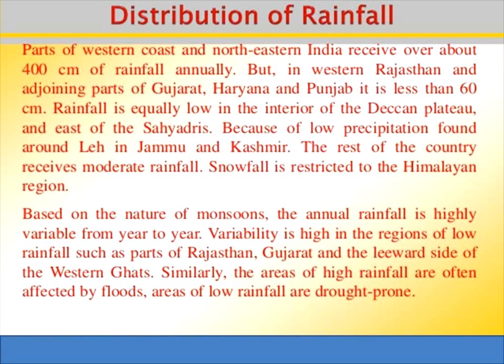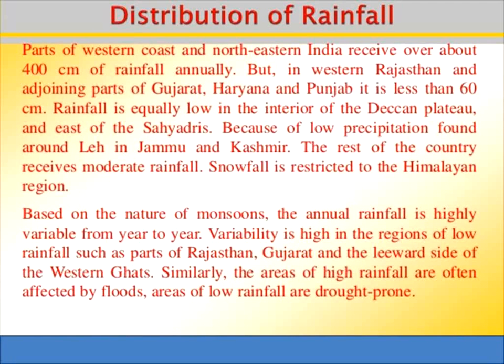And this variability is high in the regions of low rainfall, such as parts of Rajasthan, Gujarat and the leeward side of the Western Ghats. You know that there is the windward side and the leeward side. The windward side is the side where the wind moves towards the mountain region, which we call the windward side.